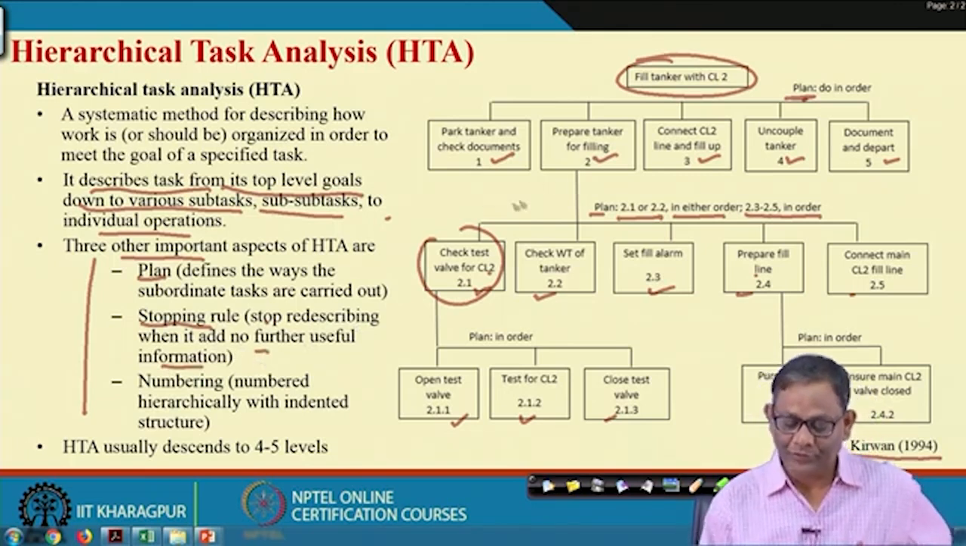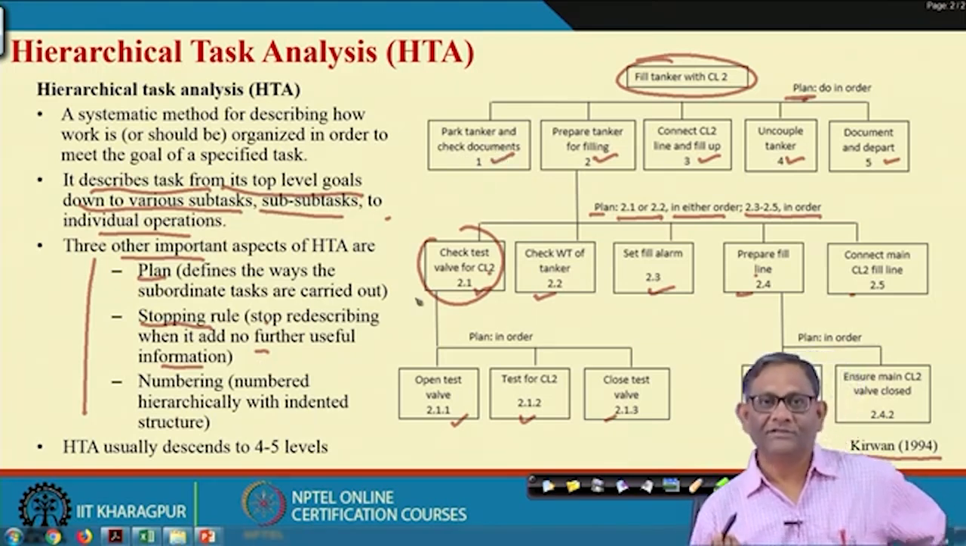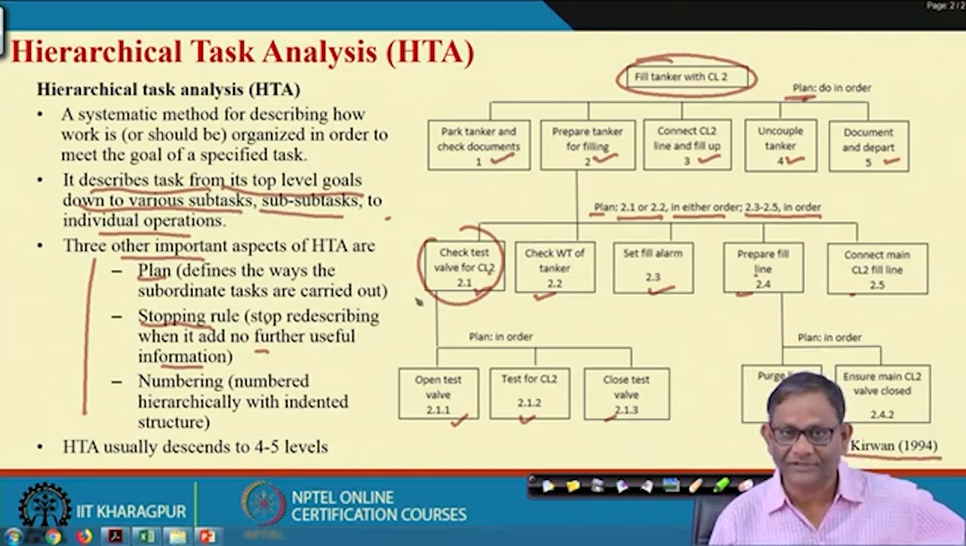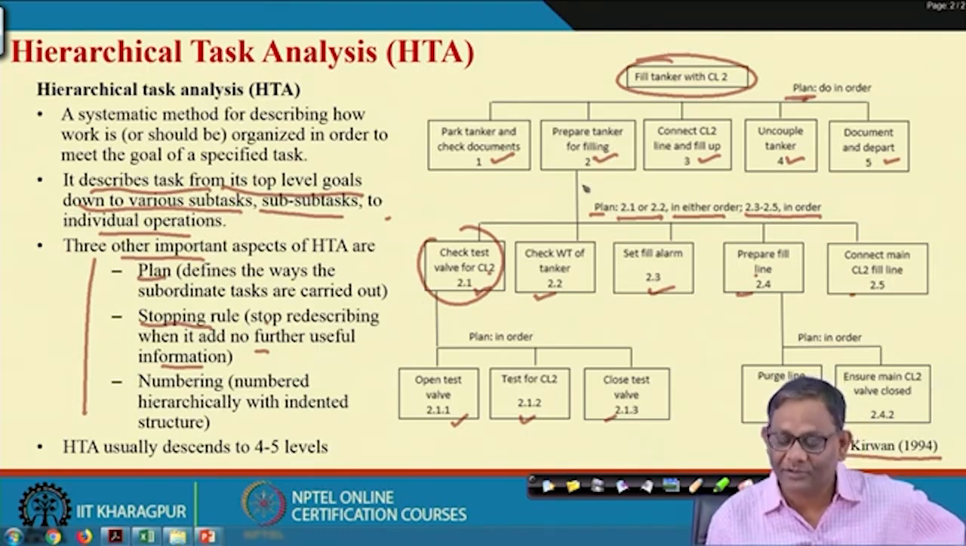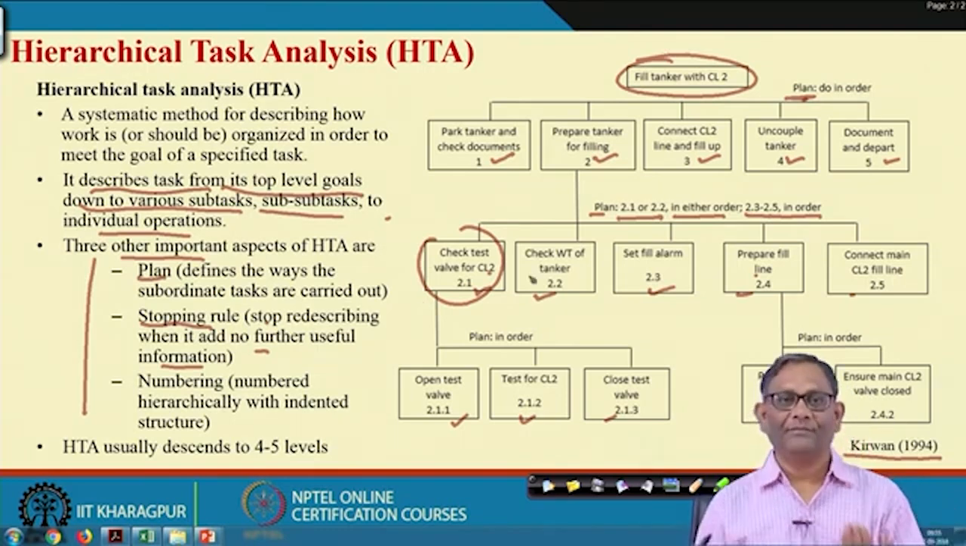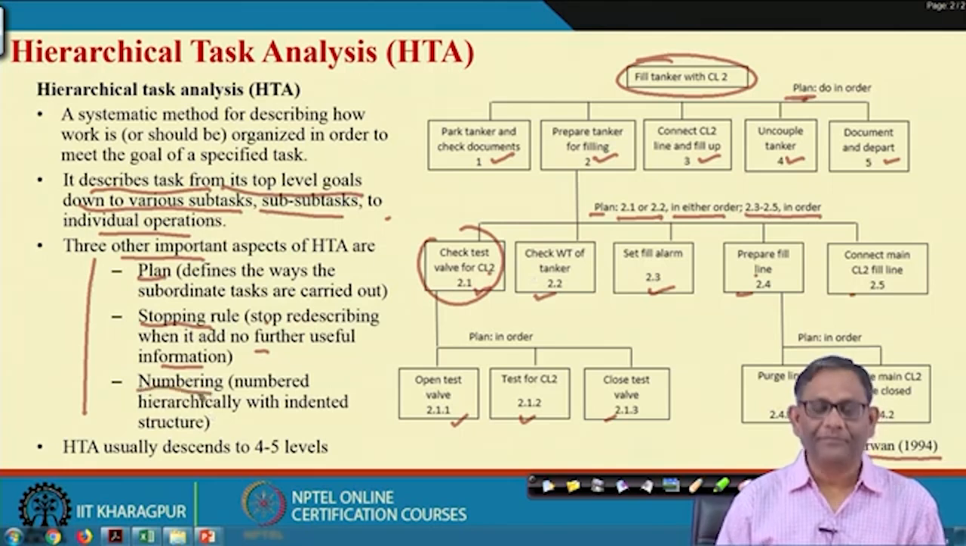So you should not, like, park tanker and check documents. Is it required further decomposition? It doesn't require. So you don't do this. Where you find that yes, it requires further redescribing, because it adds value in the operation, then you go on doing it. And third one is numbering.